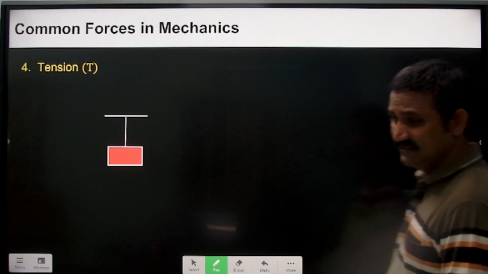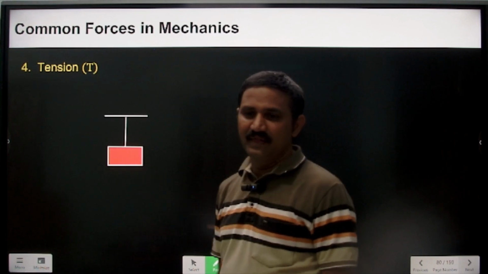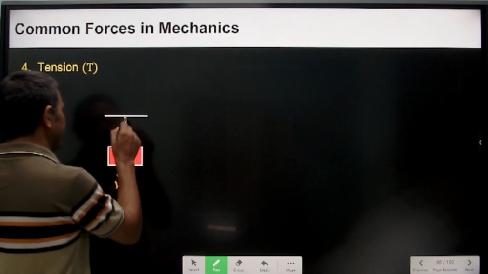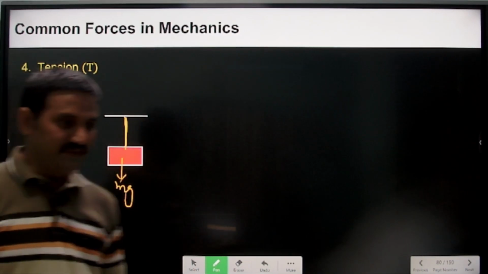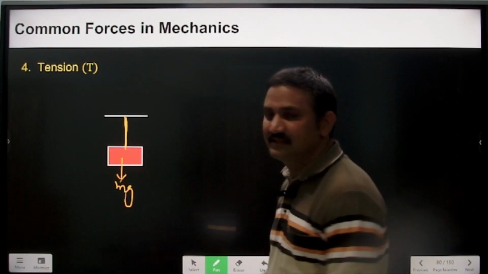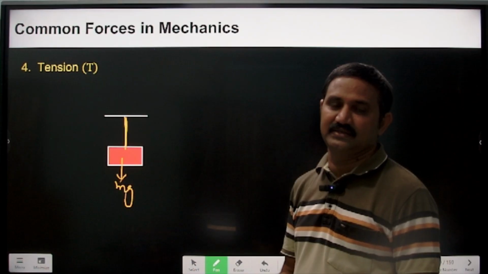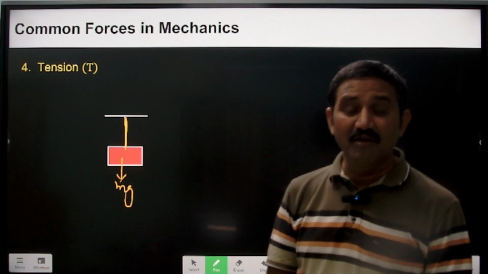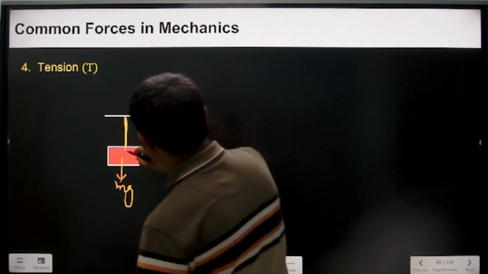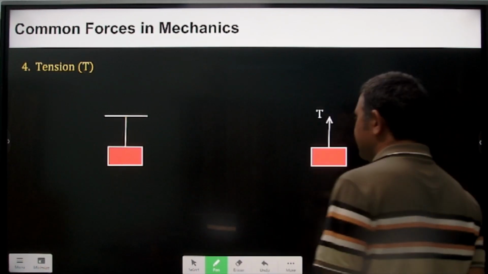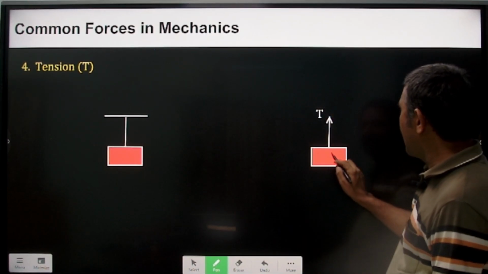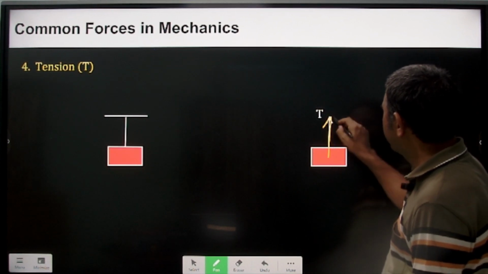Next, tension. Here this is the mass of the body and its weight is acting vertically downward, but here there is a thread. The force acting in a thread is called tension. So tension is a pulling force. The tension force always acts from the body to the outside, like in this direction. Tension force is always acting from the body to the outside. So this is the tension.